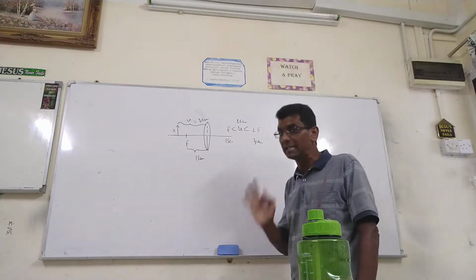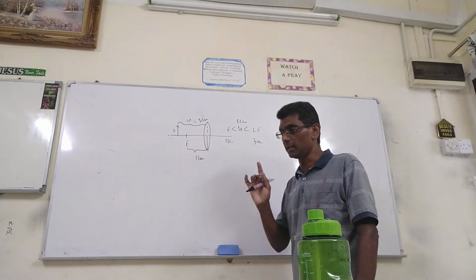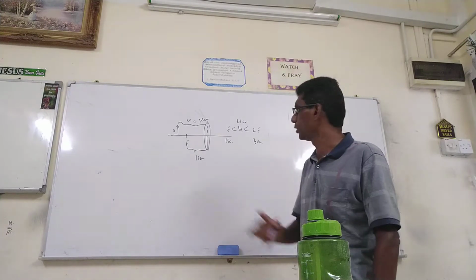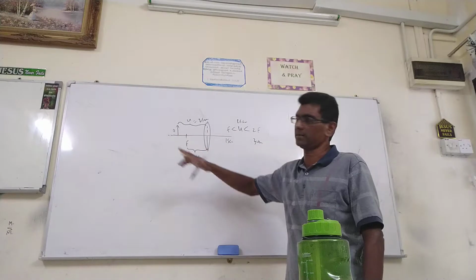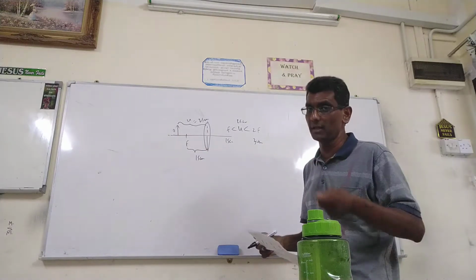So it's category number 3. The object distance is between F and 2F. The object is more than F but less than 2F.